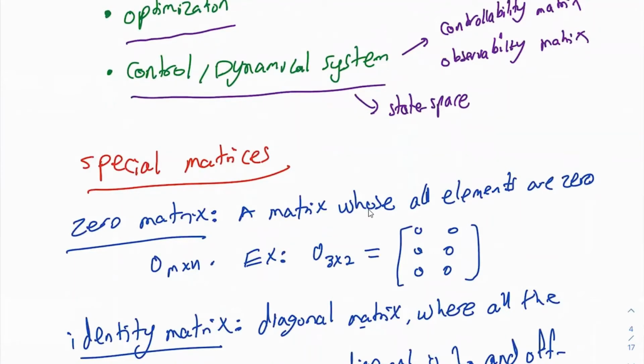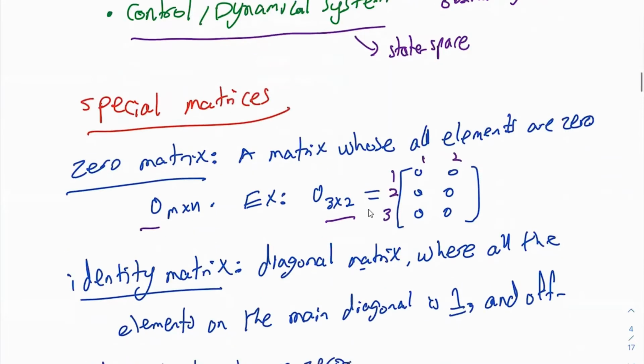One of them is a zero matrix. A zero matrix is a matrix whose elements are all zero. So for example, 0 m by n is usually denoted by that. It is an m by n matrix, a matrix with m rows and n columns with all the entries equal to 0. So for example, here I have an example of a zero matrix, 3 by 2. 3 rows, row 1, 2, 3, column 1, 2.